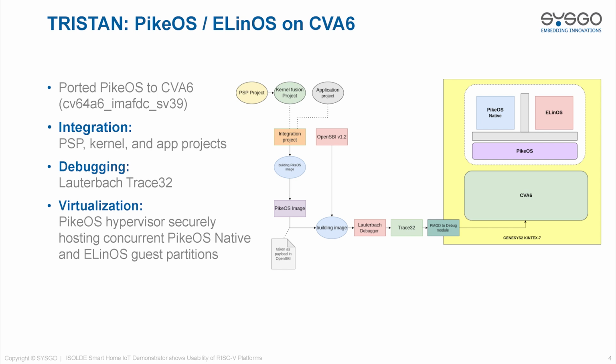In TRISTAN, we ported PikeOS and ELinOS to CVA6. We integrated the PSP kernel application project, and for debugging support we integrated Lauterbach Trace32 support. As you can see here, PikeOS is hosting two partitions. In one partition we are hosting PikeOS native, and in the other partition we are running ELinOS as a guest operating system.